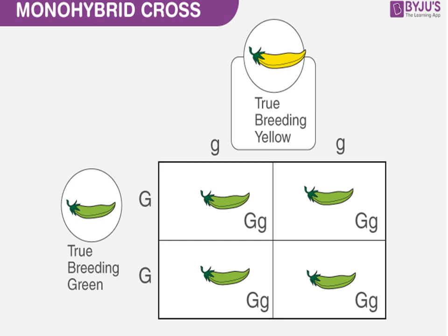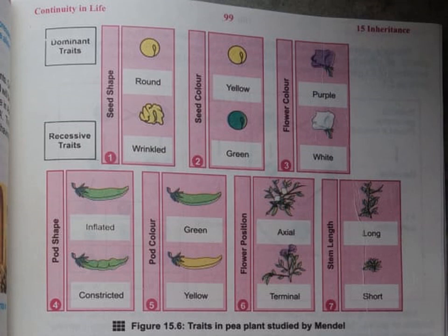Monohybrid cross. Mendel studied the inheritance of seed shape first. For this purpose, he crossed two plants having one contrasting trait, that was seed shape, and a monohybrid cross is a cross in which only one trait is studied at a time. He crossed the true breeding round seeded plant with the true breeding wrinkled seeded plant. All resulting seeds of the next generation were round, and he declared that the trait round seeds is dominant while wrinkled seeds are recessive.